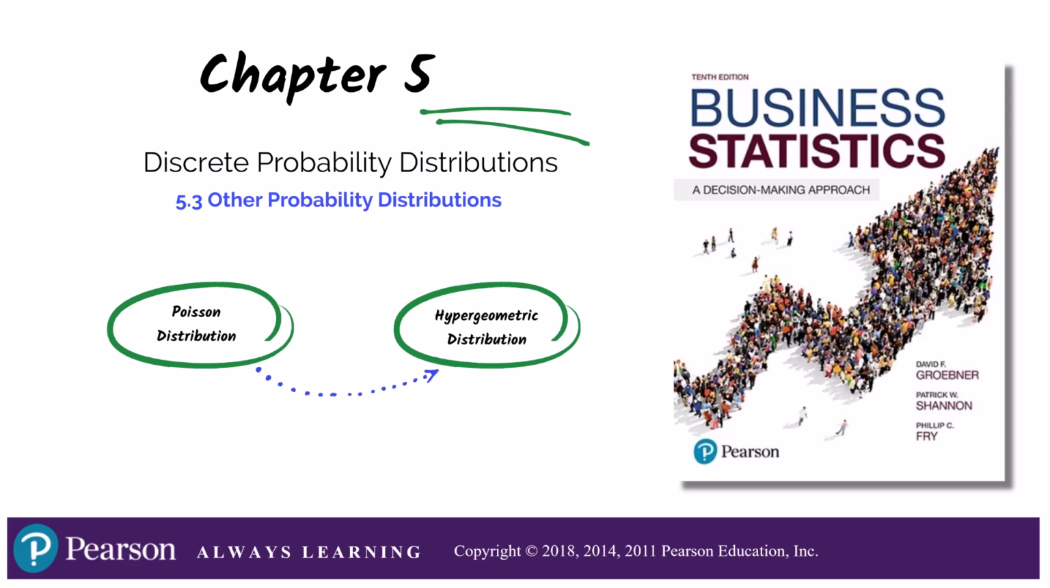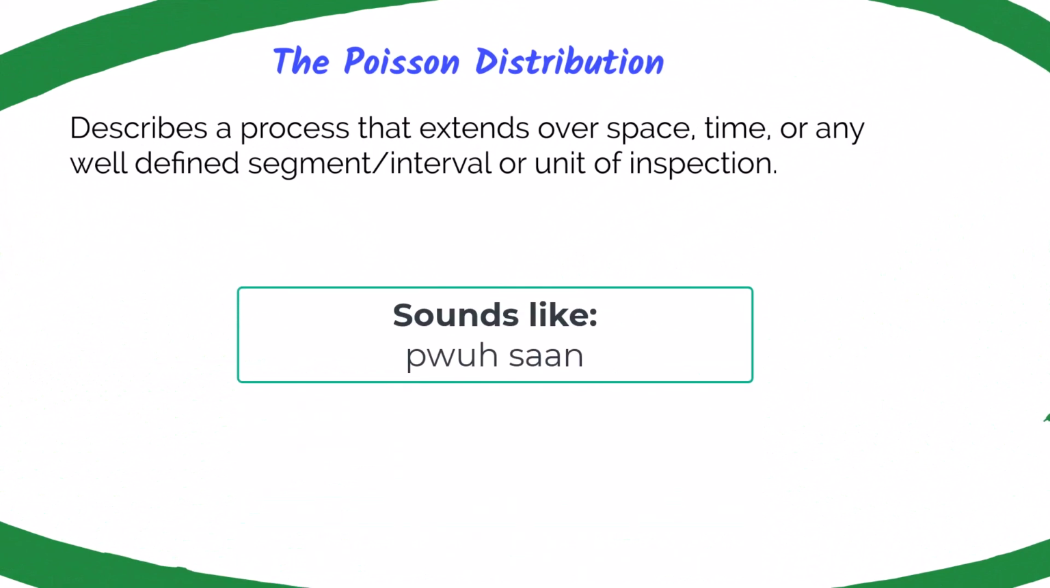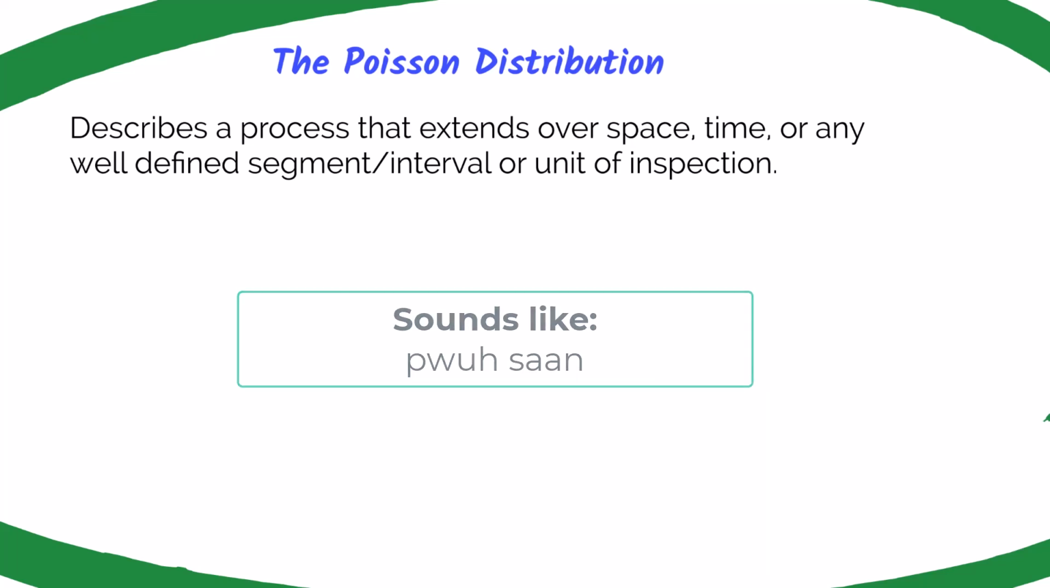So let's get started. The Poisson distribution is where we want to figure out the probability of something occurring over a space-time, or a well-defined segment, interval, or unit of inspection. A good example to help remember the Poisson distribution, since it can be kind of funny to say, is to think about potholes on a city street. We could use this distribution to determine the probability of hitting a certain number of potholes as we drive along the street. So think P for Poisson or potholes.